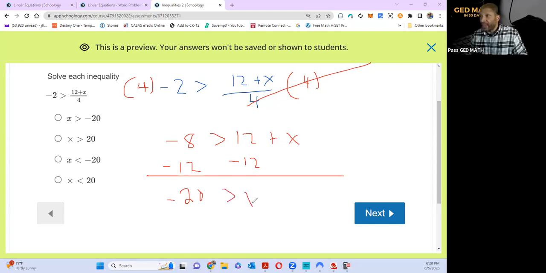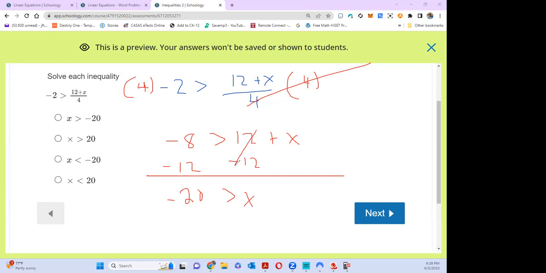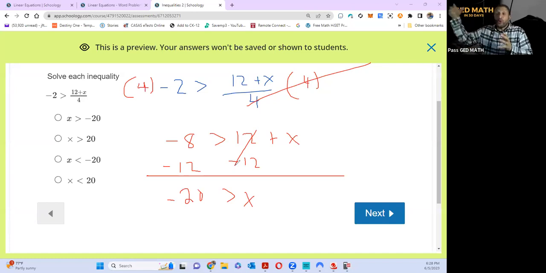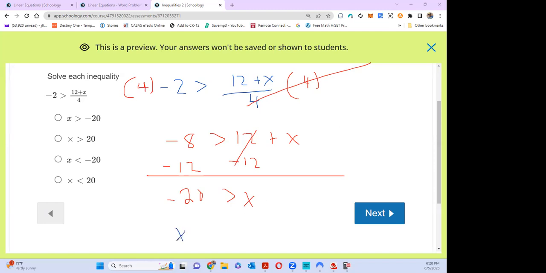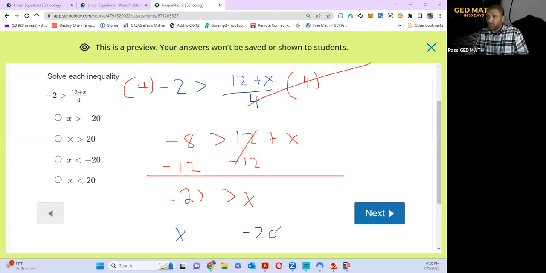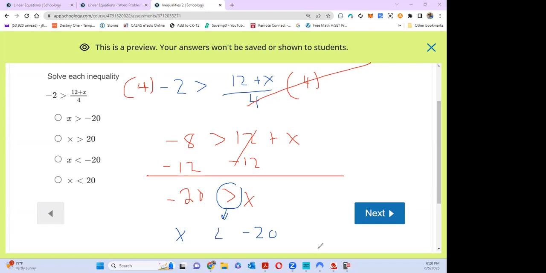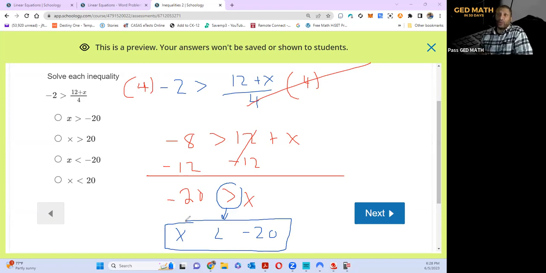Greater than X, because your 12s cancel. This is why I put this type of question on it. Sometimes when you have the variable on the right side, this is what you need to do: switch it. Put the X on this side, put the minus 20 on this side. But then you're going to switch the inequality. So your answer is X less than minus 20.